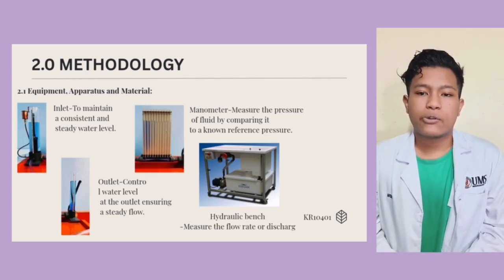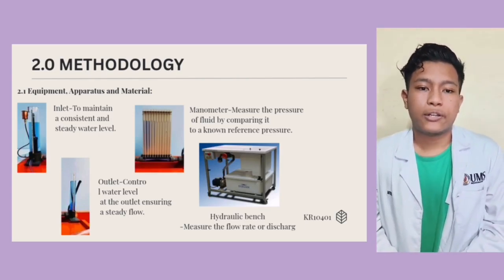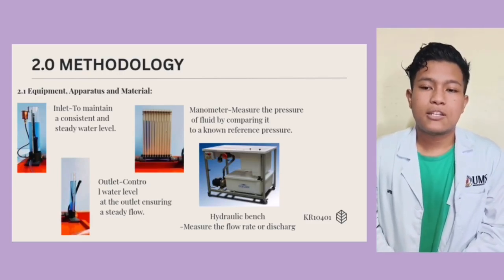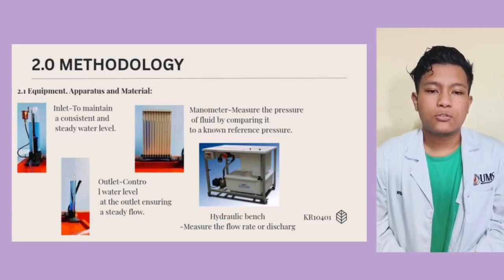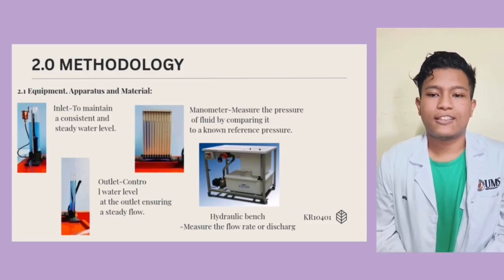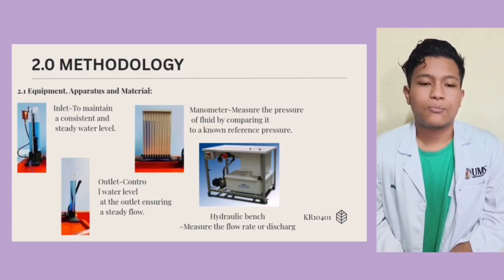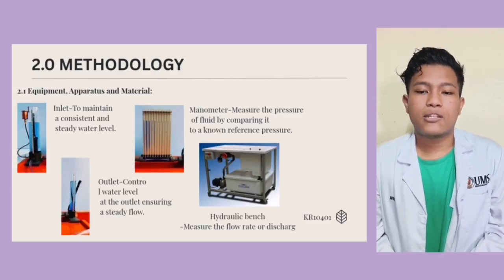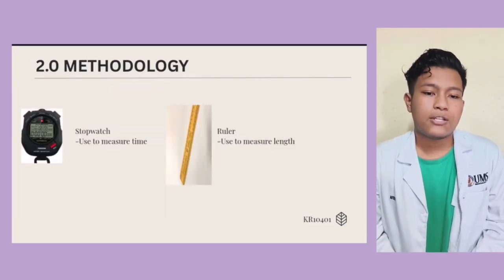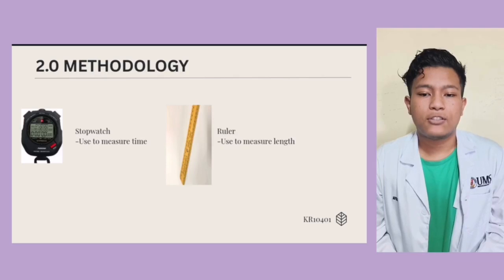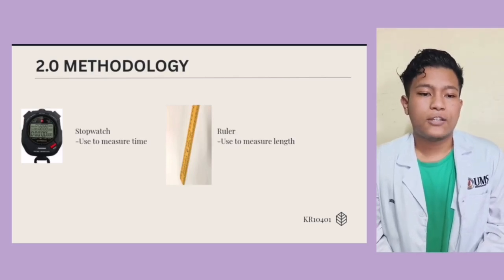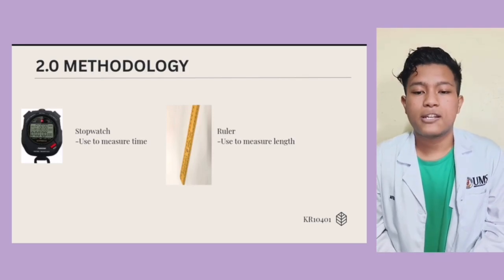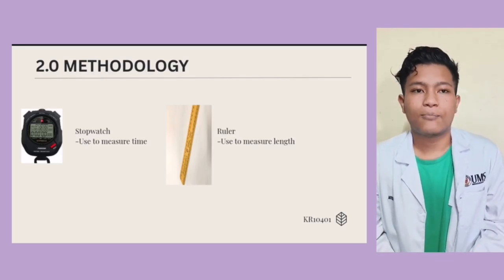We use a Bernoulli apparatus connected to a hydraulic bench, which allows us to maintain a steady water flow and measure the flow rate. A manometer was used to record pressure at 11 different tapping points along the tube. We also use a stopwatch for timing and a ruler to measure the distance between tapping points, which is important for plotting pressure and velocity change across the length of the tube. These instruments help us observe how pressure and velocity change through the flow path.